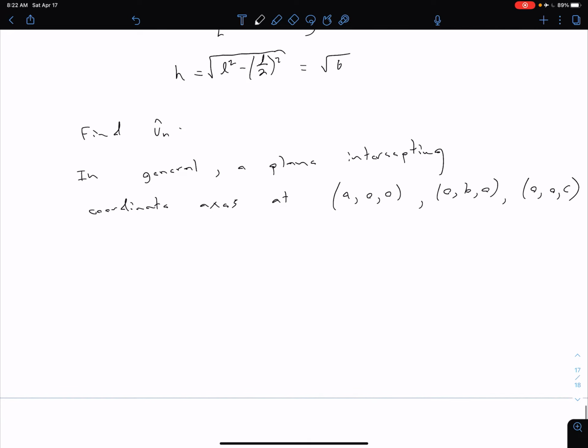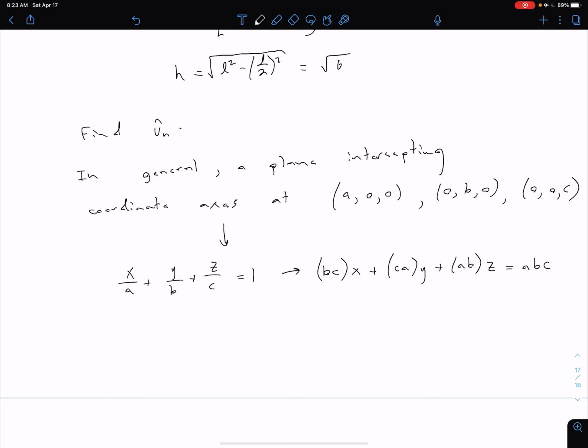If that's the case, then we can describe that plane with an equation that is x over A plus y over B plus z over C equal to 1. And we can modify that a little bit by multiplying through, finding a common denominator, and what we can see is that we have b times c multiplied by x, plus c times a multiplied by y, plus a times b multiplied by z, which is equal to ABC.